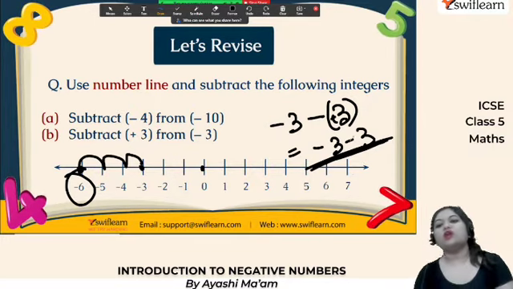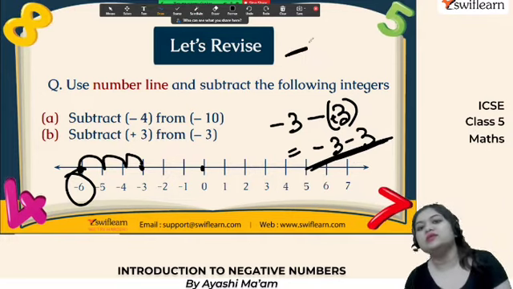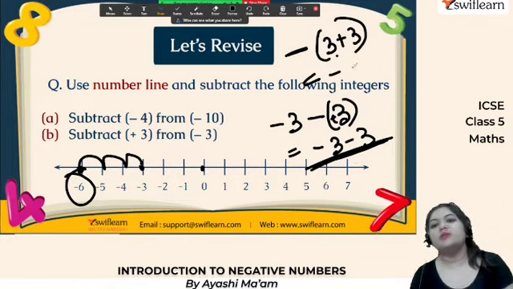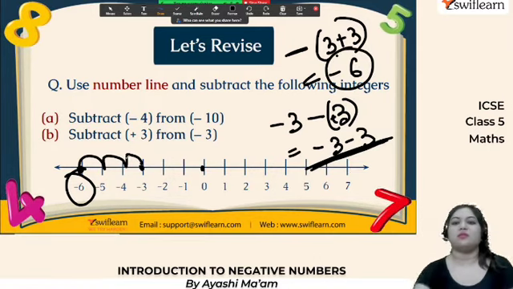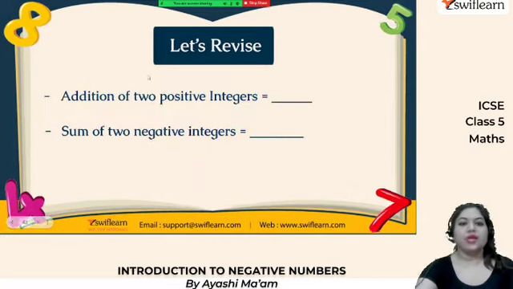Using the shortcut, what will happen? Both the numbers have minus sign in front of it. So put minus in your answer and then perform this addition. So minus of 3 plus 3, you will get the answer as 6, -6. This is how you can cross-check your answer as well.